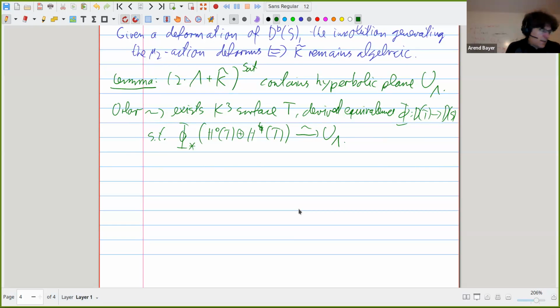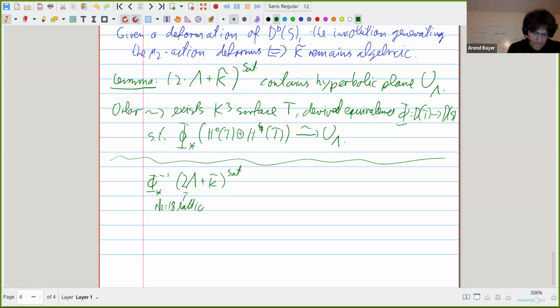Okay, and now we look at the inverse of 2 times lambda plus K twiddle saturated. This is a rank 18 lattice, and its signature is 2,16. So K twiddle is negative definite and lambda was assumed to be positive definite.